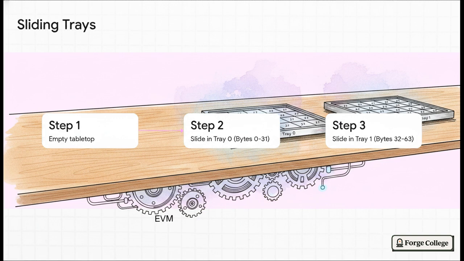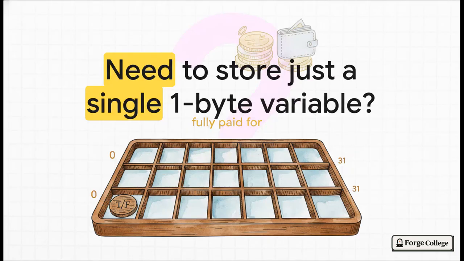And this brilliantly illustrates our core rule here. You only ever expand your workspace by sliding in whole trays. So let me ask you this. What if you just need to store a single, tiny 1-byte variable? Say a little Boolean flag right at offset 0. Do you just get a cute little 1-byte coaster for your table? Nope, no way. You still have to buy the whole 32-byte tray. You write your one single byte into the first slot of tray 0, and the other 31 slots? They just sit there, completely empty, but fully paid for by you. It's absurdly strict, sure, but knowing this rule is absolutely crucial. It's like half the battle in smart contract optimization.